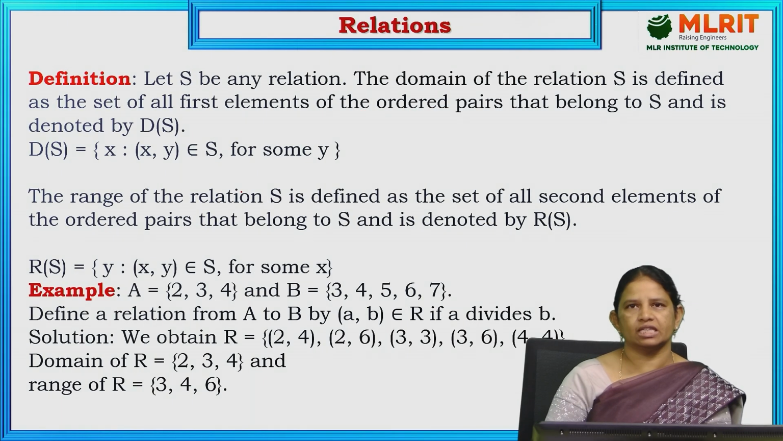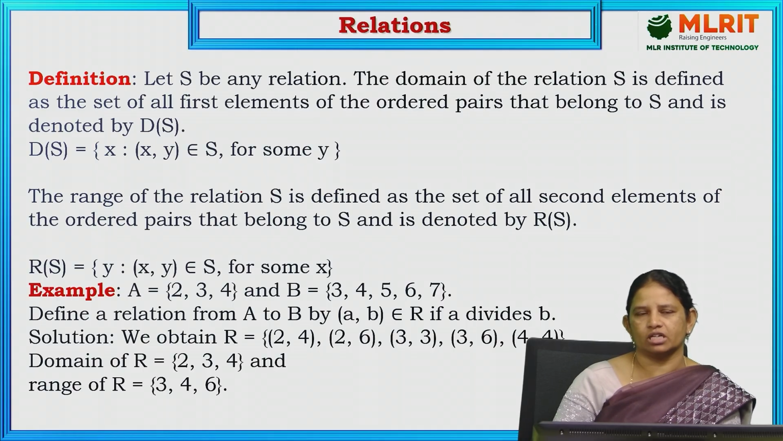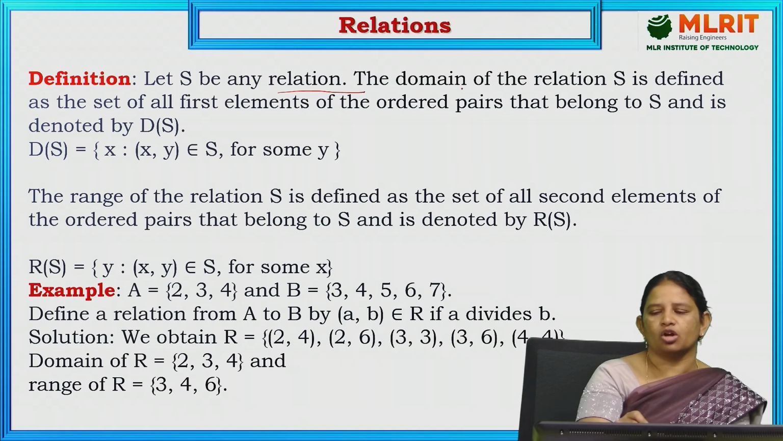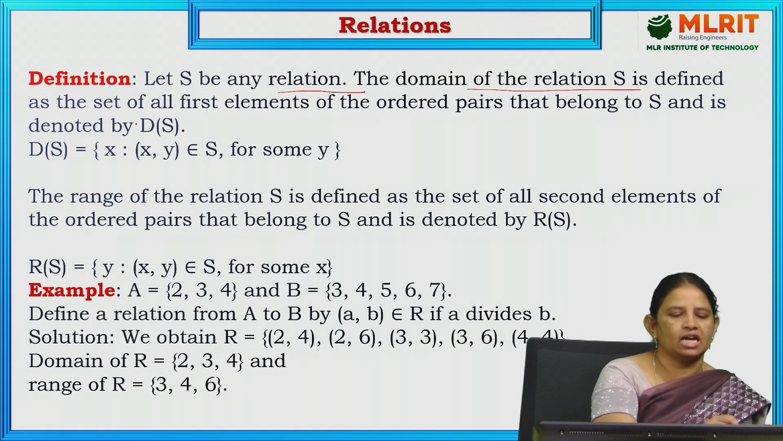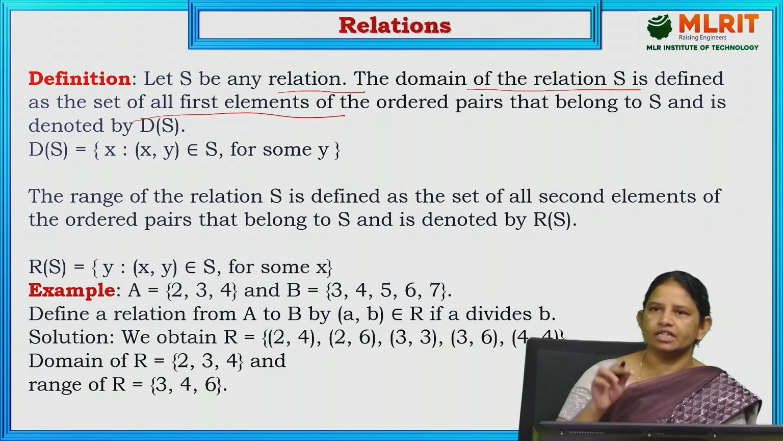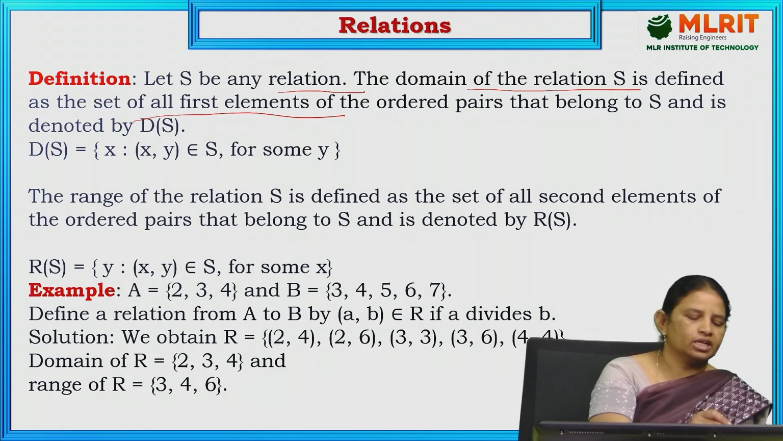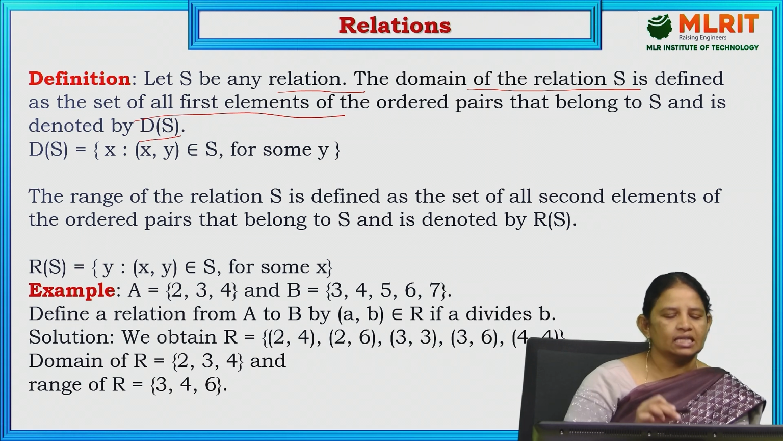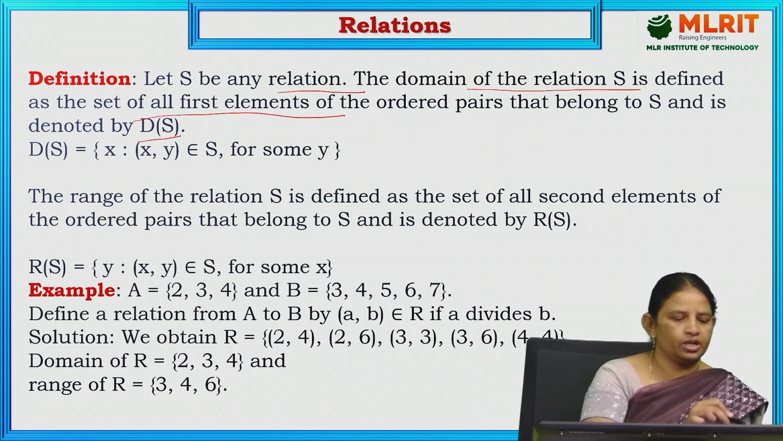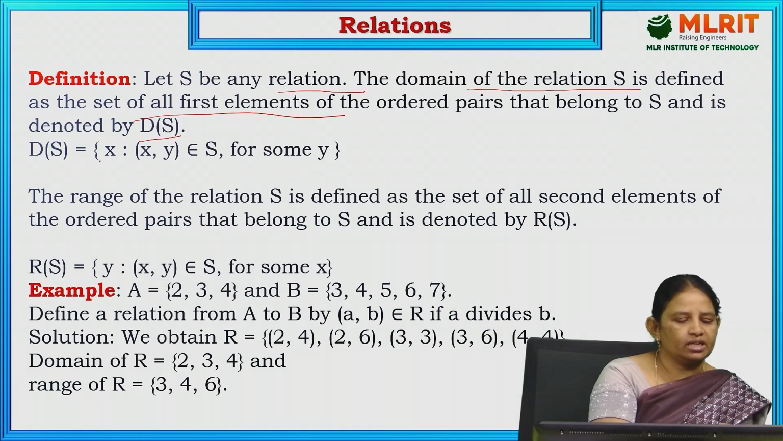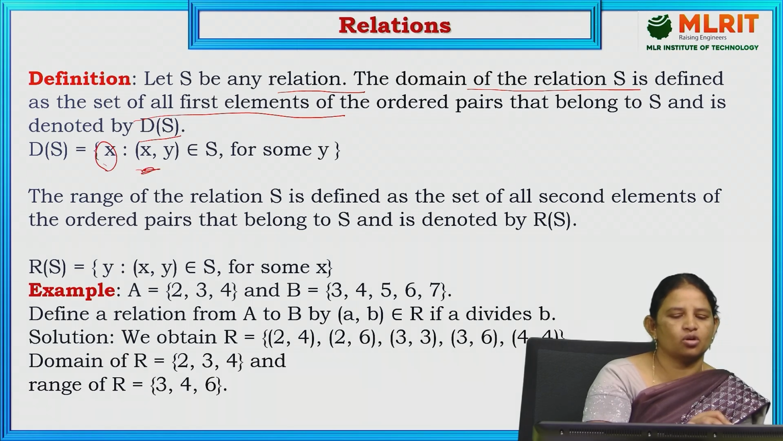Now, what is the definition of domain and what is the definition of range? Let S be any relation. The domain of the relation is the set of all the first elements in the ordered pairs that belong to S. It is denoted as D of S. D of S is the set of elements X which are present as the first elements of the ordered pairs.